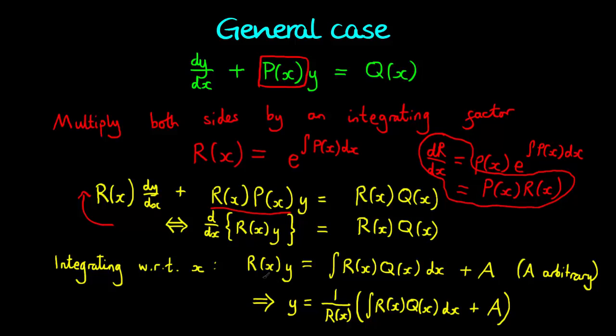So that's just the constant of integration. And then finally, to get the explicit particular solution, all we have to do is divide both sides by r. So we have that y is 1 over r of x times all of this stuff up here. So that's how to do it in the general case.